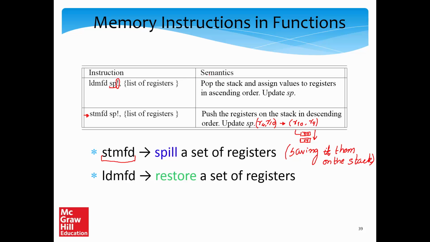So the ldmfd instruction does exactly the opposite. What it does is that it starts at the top of the stack, pops the stack, and assigns values to registers in ascending order, which is the reverse order. So first you would pop R4, then it would pop R10 and update the value of the stack pointer to what it was before. We shall find both of these instructions, ldmfd and stmfd, to be extremely useful when we show an example of how to use them to save and restore registers.